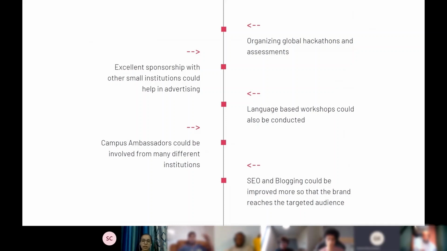Language-based workshops could be conducted. There are many people who want workshops in their regional languages so that they could be engaged and get to know about the SkillStruct University. The other thing is campus ambassadors could be involved from many different institutions. Looking at the youth in the colleges, campus ambassadors play a major role in connecting the students of their colleges to the university. SEO and blogging could also be helpful.